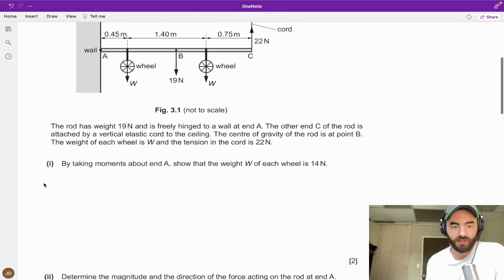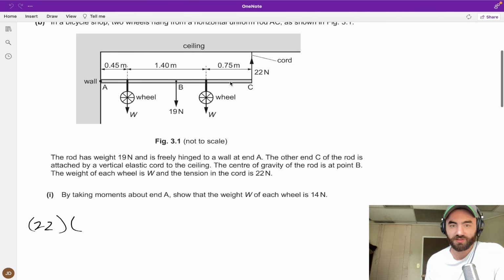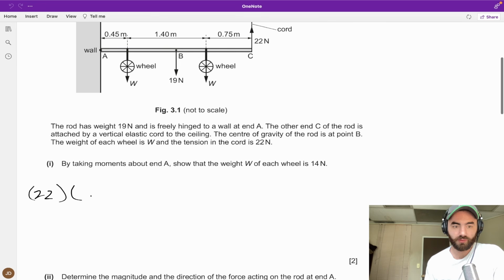Okay, so for this anti-clockwise moment, we have a force of 22 multiplied by this distance. Am I going to use a calculator? Yeah, feeling lazy. So the distance from the wall, or A, to where this force acts is 0.45 plus 1.4 plus 0.75. I plugged that in wrong. 0.45 plus 1.4 plus 0.75 is 2.6. So the anti-clockwise moment is this, and that's going to equal the clockwise moment.